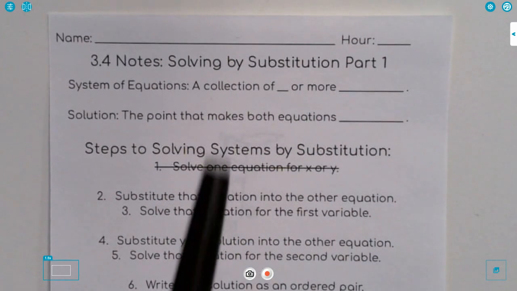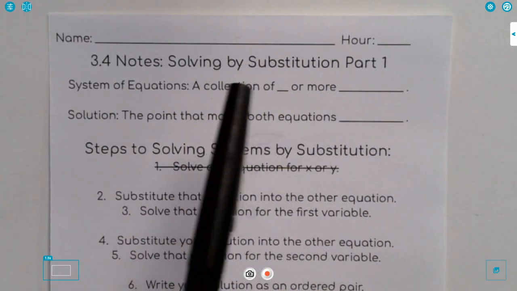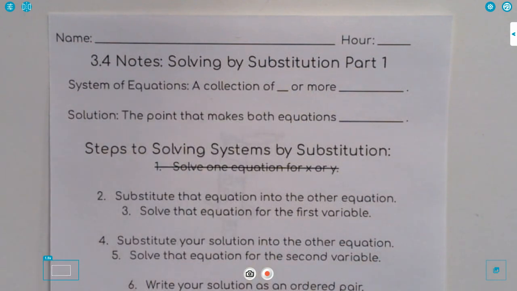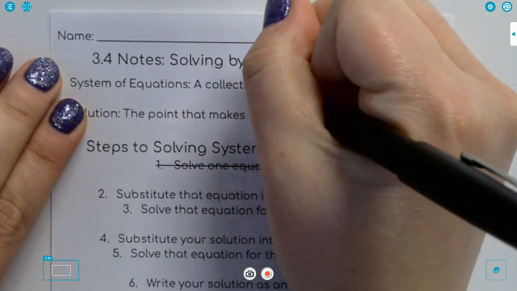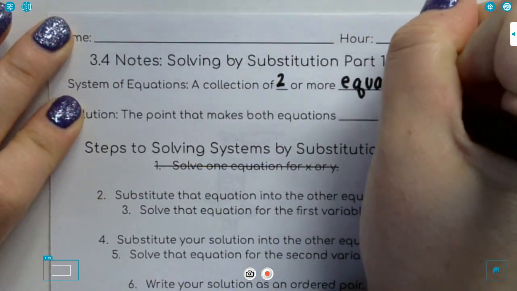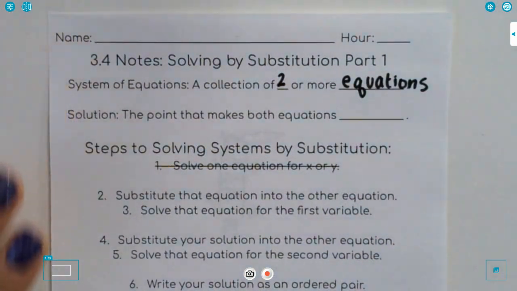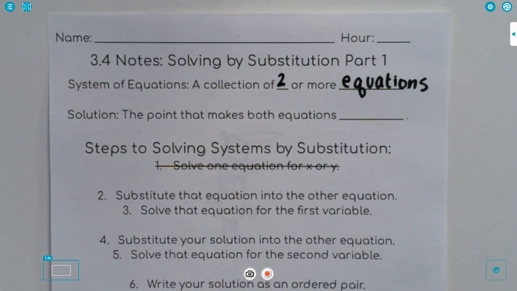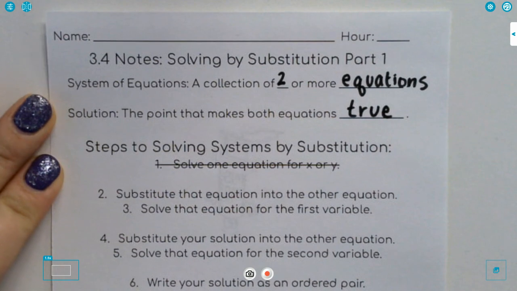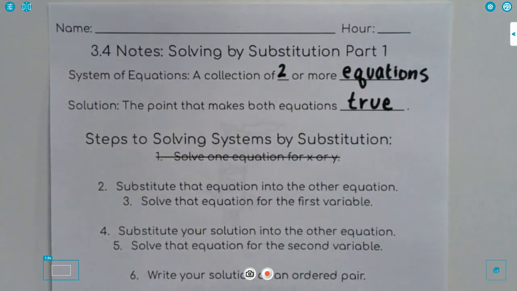Okay, today we are solving systems by substitution. We are going to do this today and in 3.5. We have already solved systems by graphing. A system of equations is still a collection of two or more equations, and our solution is still the point that makes both of our equations true. When we get done solving today, I will show you that we can check all of our solutions.